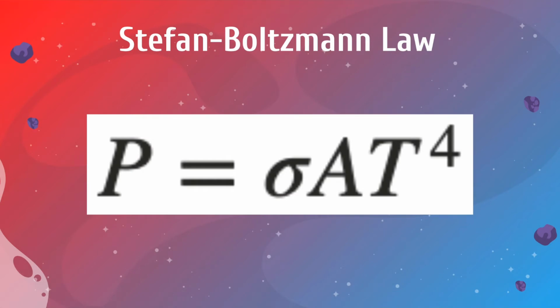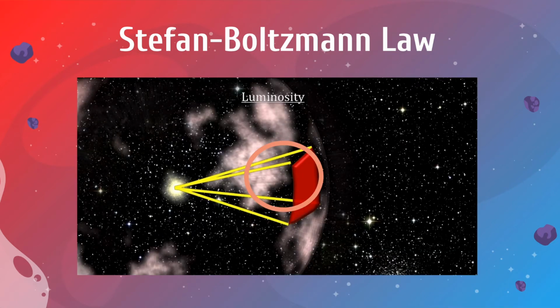Stars also follow the Stefan-Boltzmann law that gives the total power of the radiated energy as a function of the Kelvin temperature, T, and the surface area of the body, A, stated as P equals sigma A T to the power of 4, where sigma is the Stefan-Boltzmann constant. This radiated power is equivalent to the luminosity of the star.